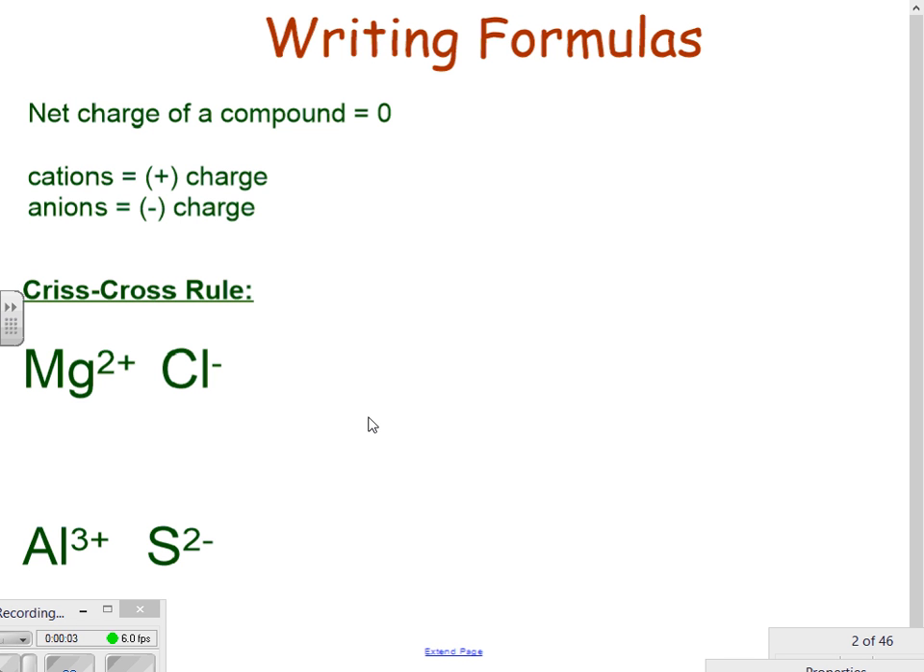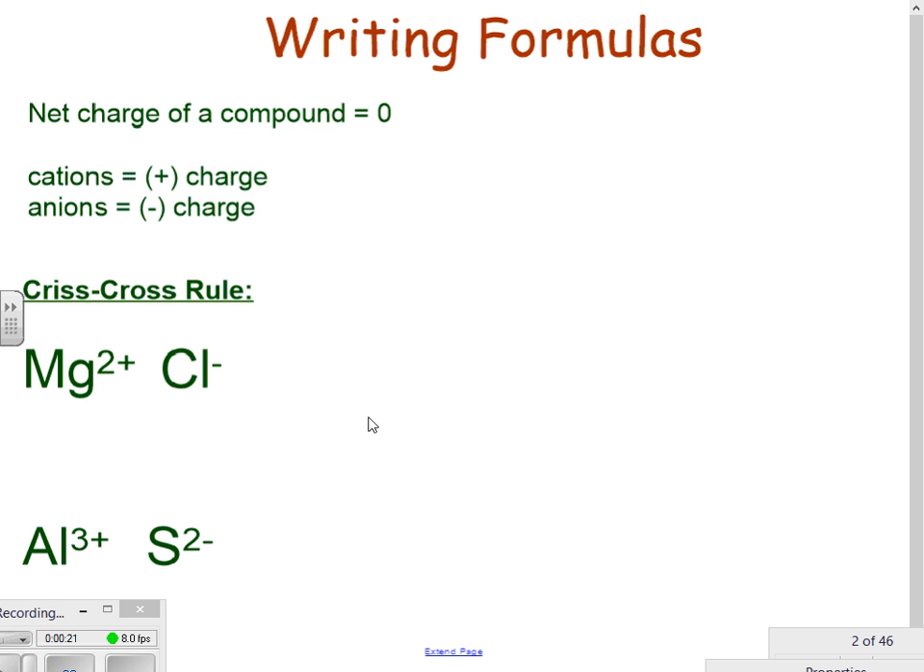So we're going to start today talking about nomenclature, and that's how we write our formulas and determine names for compounds that we use in class. So just like with a neutral atom, the net charge of a neutral atom is 0. We want the net charge of a compound to be 0 as well.